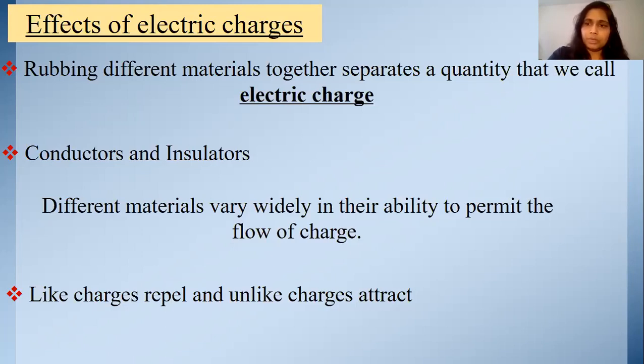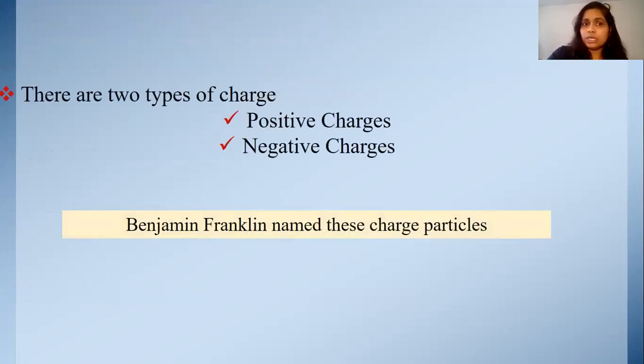And also you might already know that like charges repel and unlike charges attract, right? All right, so there are two types of charges. Those are positive charges and negative charges. Positive charges are the protons and negative charges are the electrons. Benjamin Franklin named these charged particles. You know who Benjamin Franklin is, right? That's one of the founding fathers of the United States.